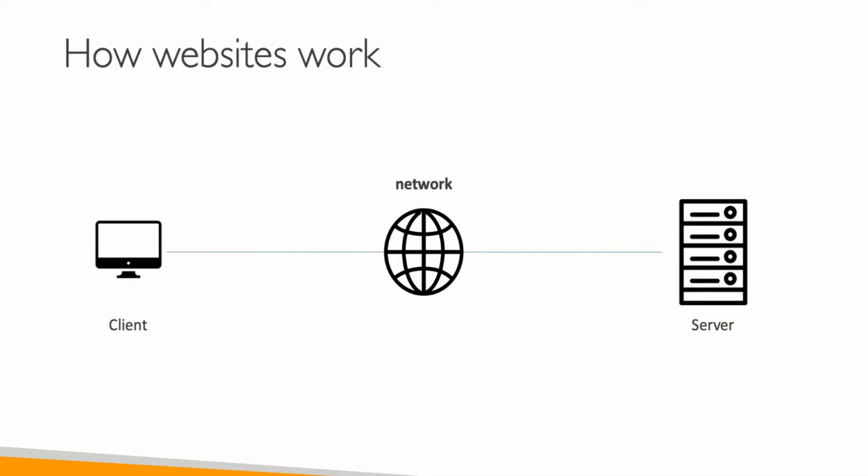Now, for the clients to find the server and the server to find the clients, you need to have IP addresses. So a client has an IP address, and the server also has an IP address. And so the idea is that when you use an IP address, you can send a request to wherever you want, to the server you want, and the server can know how to find you back.